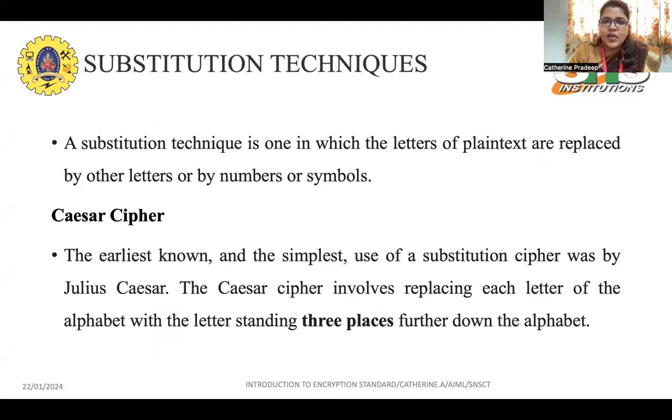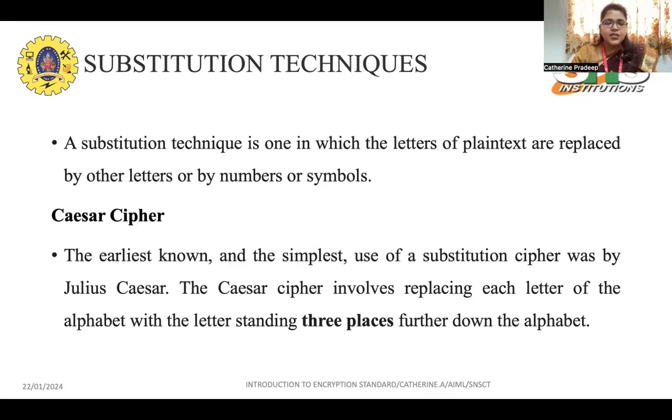So today in our lecture series, we shall see about the substitution techniques. In the earlier video, we saw the network security model, and I told you that certain algorithms and techniques are used for converting plain text into ciphertext. Under those algorithms or techniques, one of the techniques is substitution techniques. Under these, we have different types of substitution techniques, and today we shall see about the Caesar cipher.